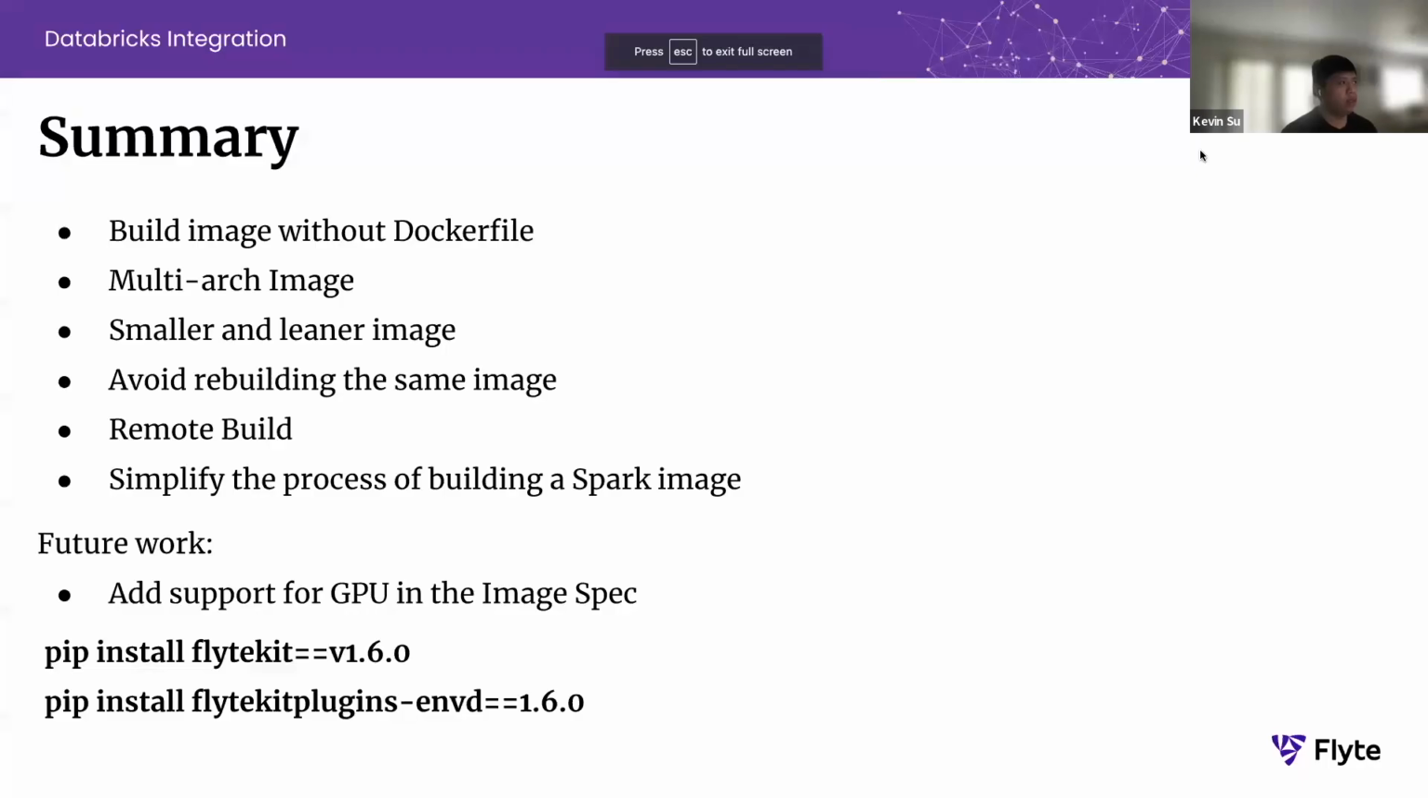So in summary, by using image spec, you learn to build an image without a Dockerfile. You just define your container requirements in your Flyte code. It also supports multi-arch images. And by using envd, after building the image, you remove the unused cache from your Docker image, so you get a smaller and leaner image. And by looking at Docker Hub, you can avoid rebuilding the same image over time.